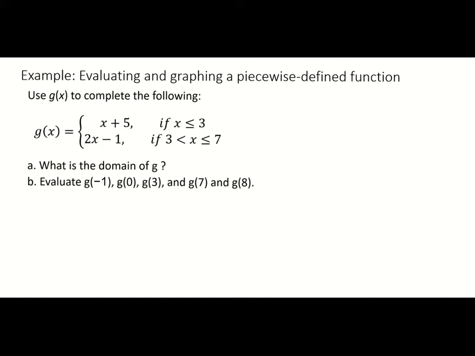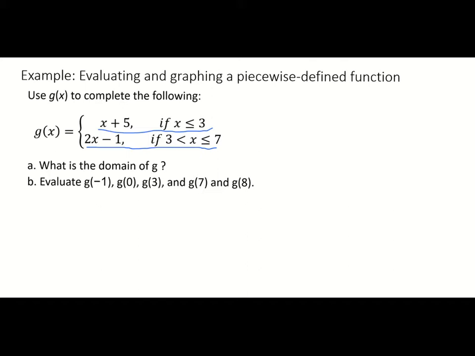And the function they gave us is g of x equals x plus 5 if x is less than or equal to 3, which is right here, or g of x equals 2x minus 1 if x is greater than 3 and less than or equal to 7. So the first thing they're going to ask us is, what is the domain of g?